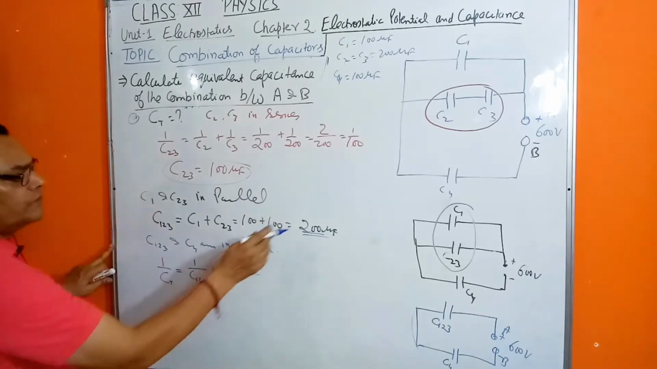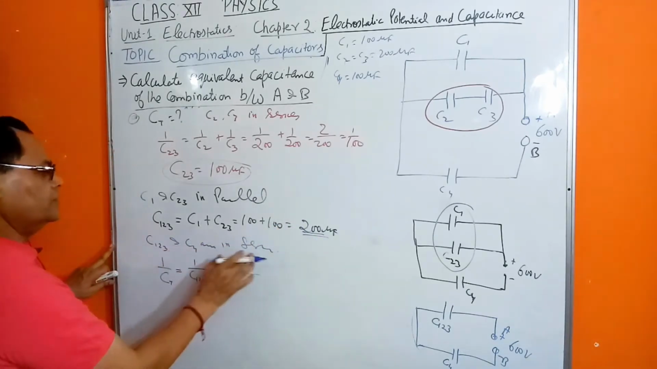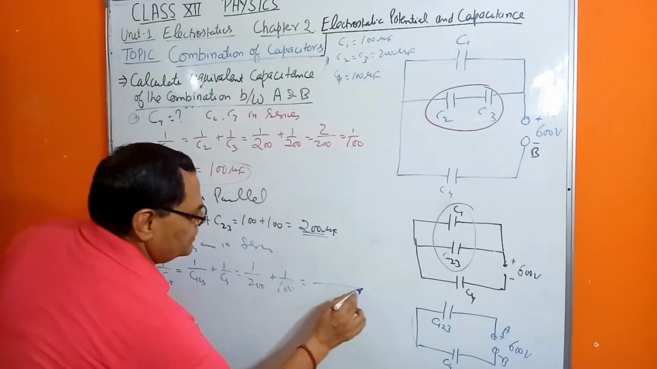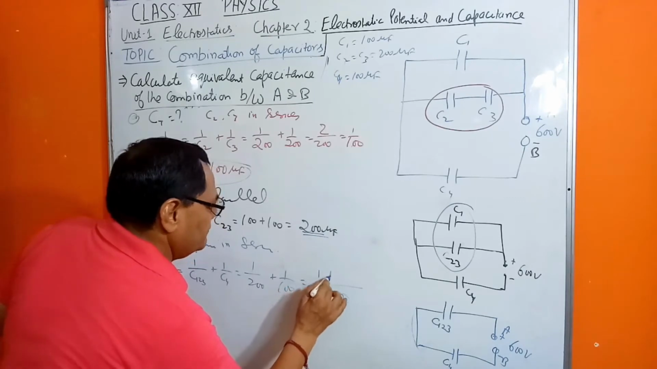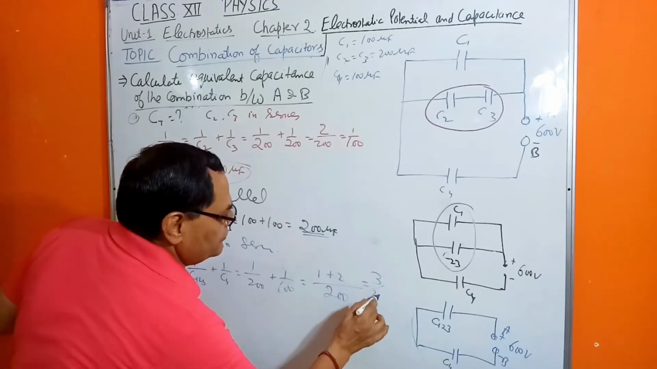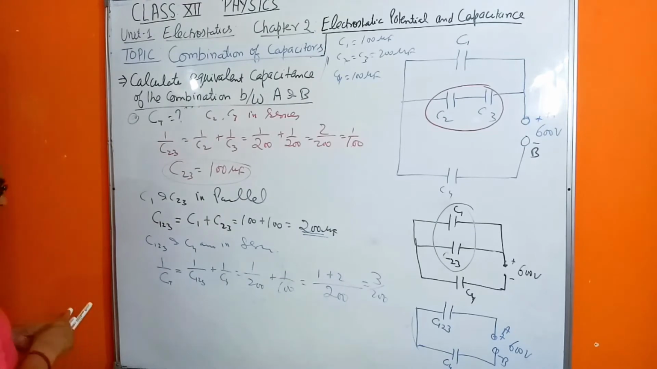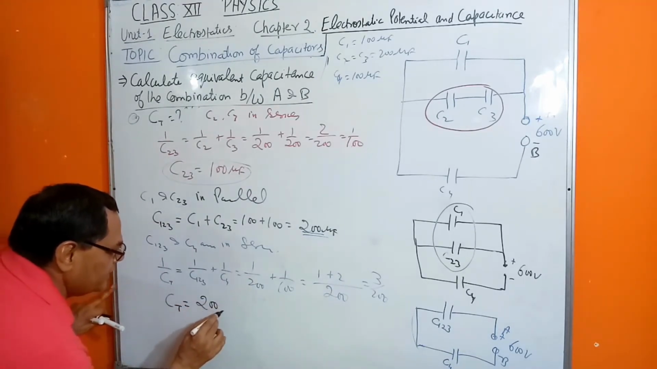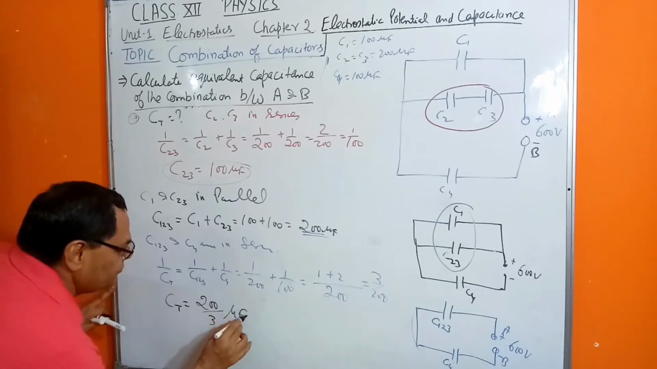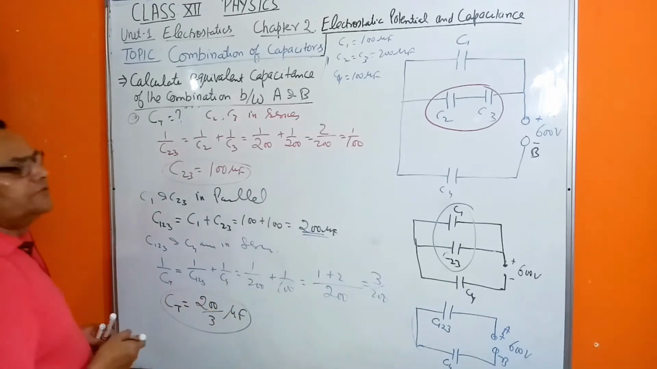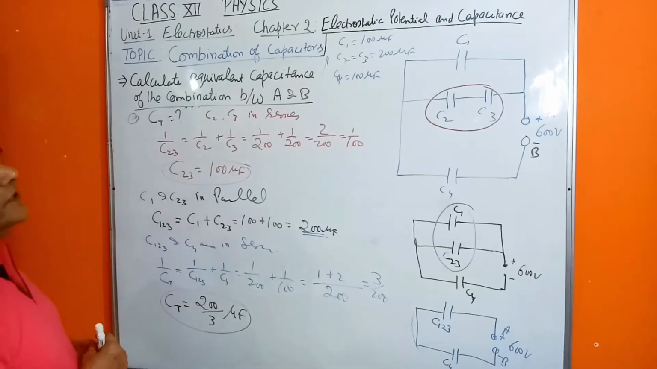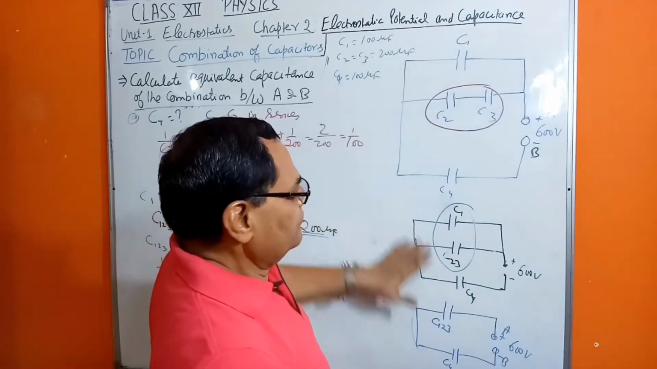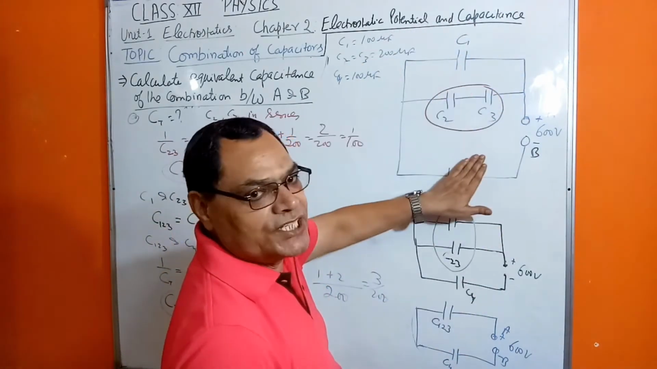So how much is it? C123 is 200, and this is 100. So with 200 as LCM, it is 1 plus 2, that is 3 by 200. Finally you will get CT equal to 200 by 3 microfarad. So this is the first answer of the question. Initially they asked to find the total capacitance of this combination.